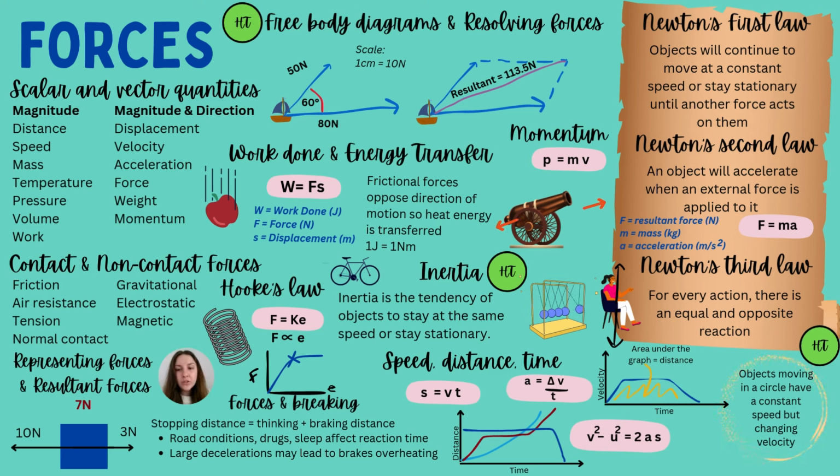So Newton's first law of motion states that an object will continue to move at a constant speed or remain stationary until another force applied on that object occurs. And essentially that can cause an acceleration, which links to the second law of motion that Newton had. So the second law states that an object will accelerate if an external force is applied. So you need to know the equation F equals ma, where force is F, m is the mass in kilograms, and a is the acceleration in meters per second squared.